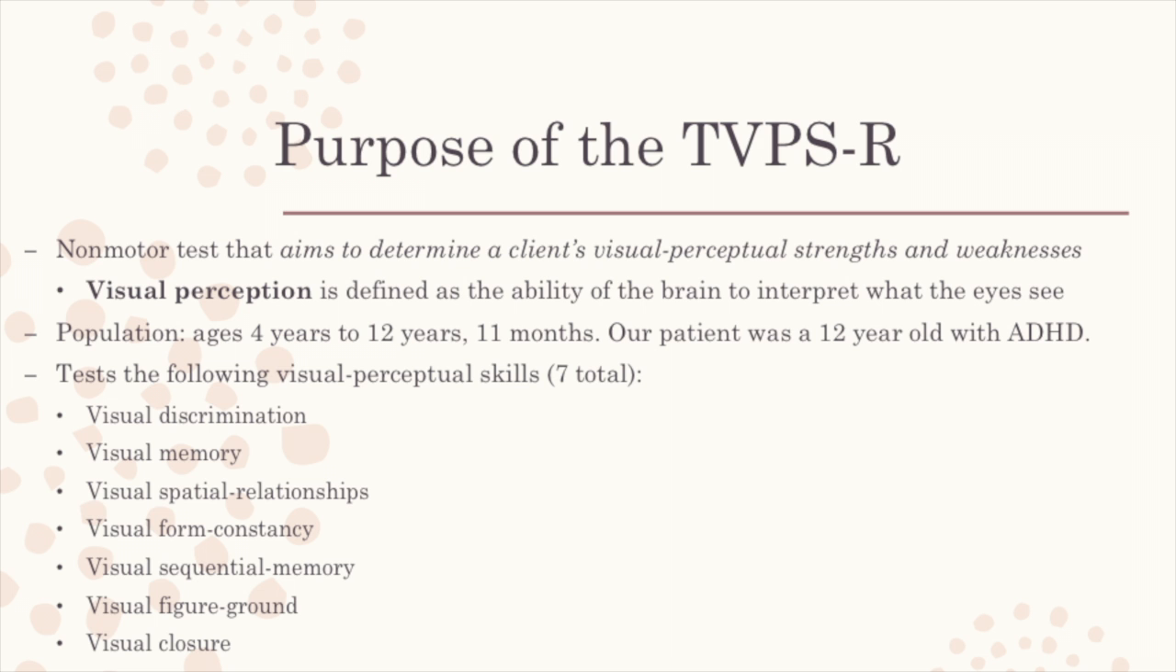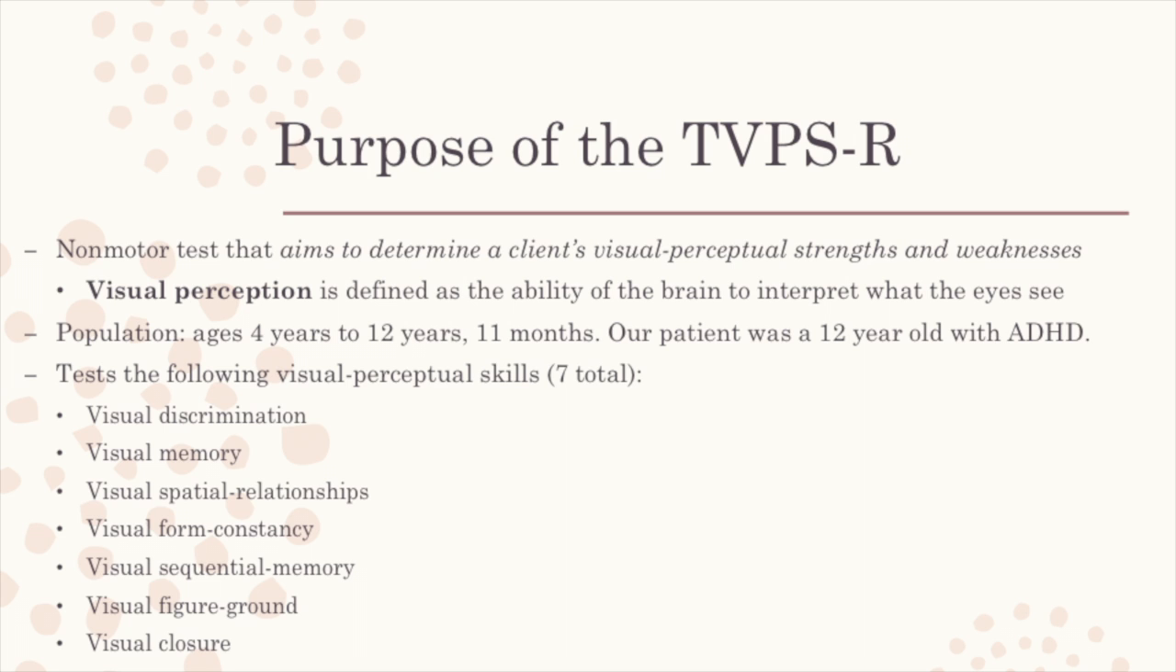The purpose of the TVPS-R is that it is a non-motor test that aims to determine a client's visual perceptual strengths and weaknesses. The definition of visual perception is the ability of the brain to interpret what the eyes see. The population is ages 4 to 12 and 11 months. Our patient was a 12-year-old with ADHD.